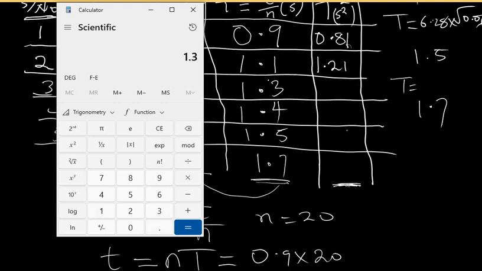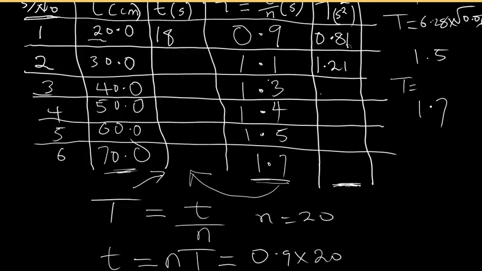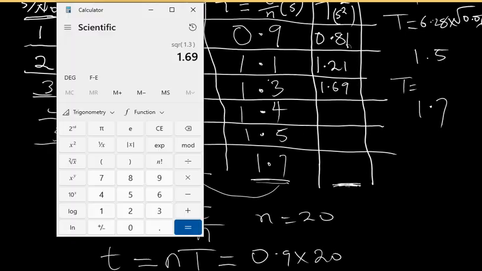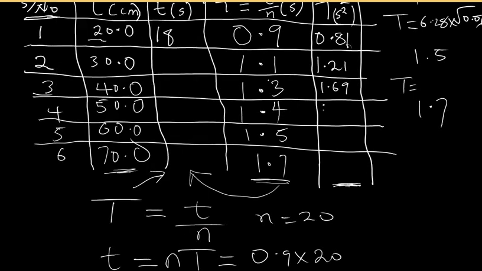1.3 squared is 1.69. Then 1.4 squared is 1.96. Then 1.5 squared.